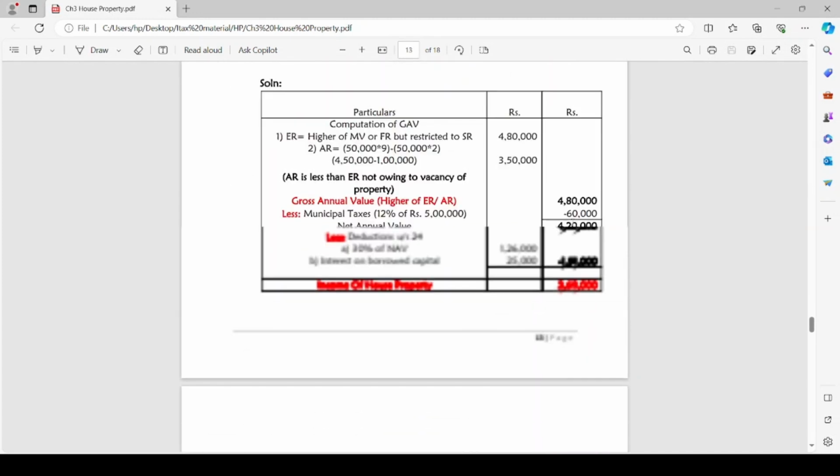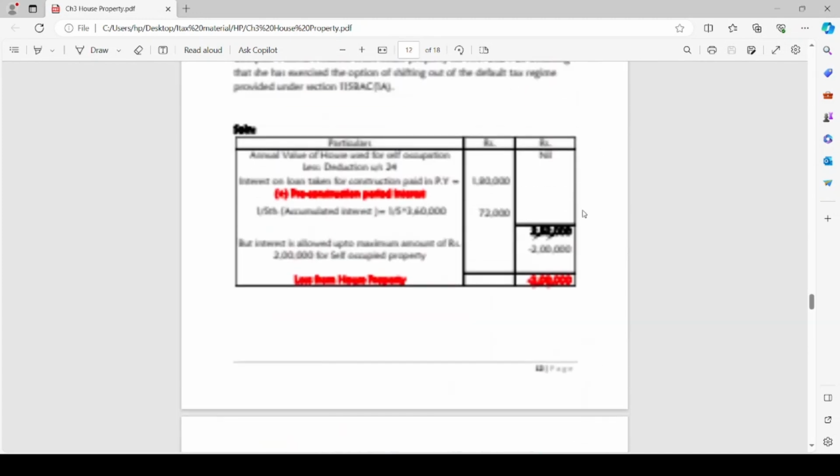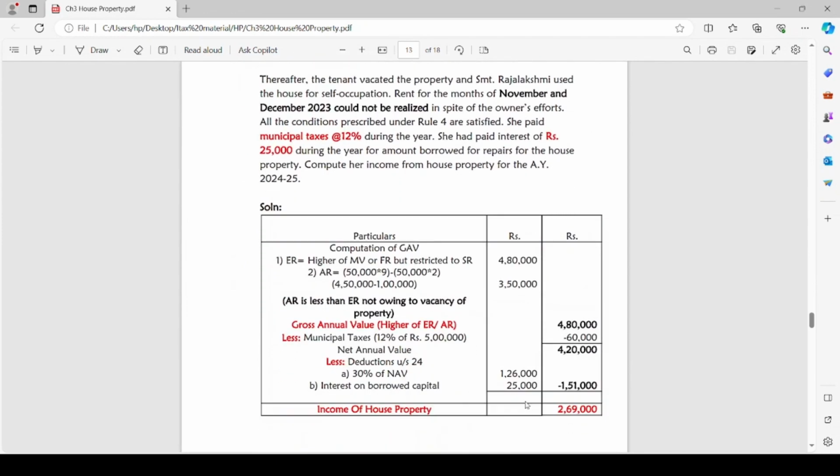Since the amount in our case, in the case of Srimati Rajalakshmi, is rupees 25,000 only, we can claim the whole amount of interest on borrowed capital, that is rupees 25,000, as deduction under section 24B. So, our deductions under section 24 stand at rupees 1,51,000. After deducting the amount from rupees 4,20,000, that is the net annual value, we arrive at income of the house property, that is rupees 2,69,000. So, the income from the house property of Srimati Rajalakshmi for the assessment year 2024-25 is rupees 2,69,000.